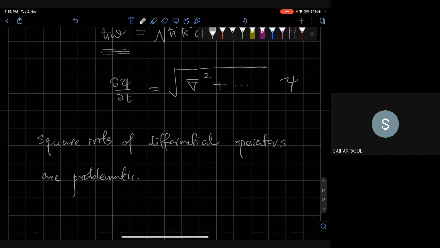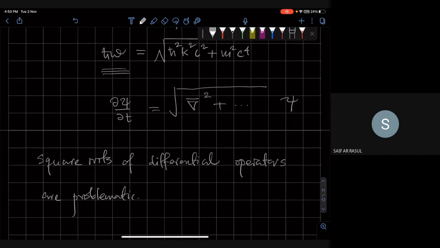And not only that, if in some limit, say small momentum limit or something like this, I expand this square root, then in principle, I will have an infinite number of derivative terms. And therefore, I might need an infinite number of initial conditions. So the whole thing kind of falls apart.